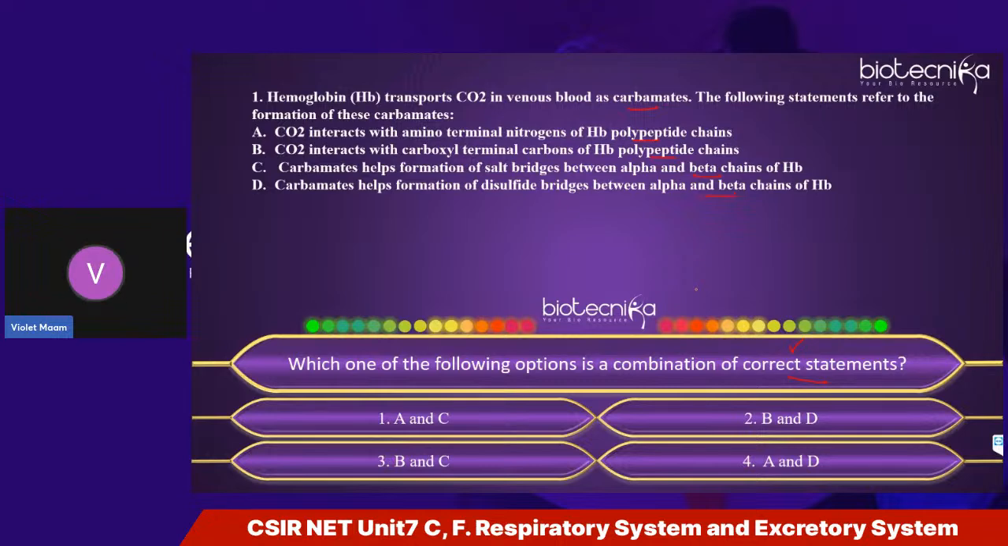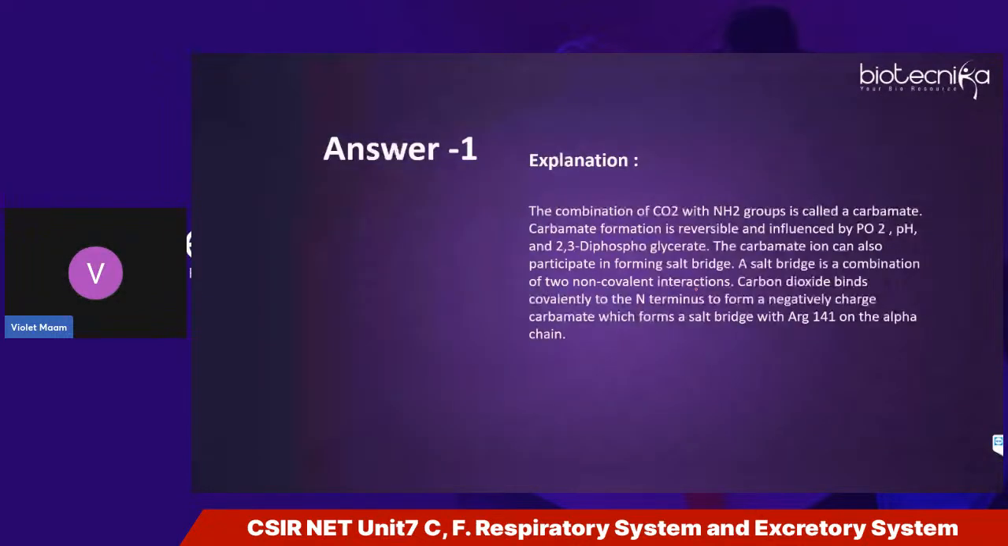So let's see the answer for this question. The answer will be option 1. Okay, so why is it option 1? Because first, the CO2 will combine with amino groups. The combination of CO2 with amino groups is what we call a carbamate that is being formed over here. So the right answer will be option 1, that is statement A.